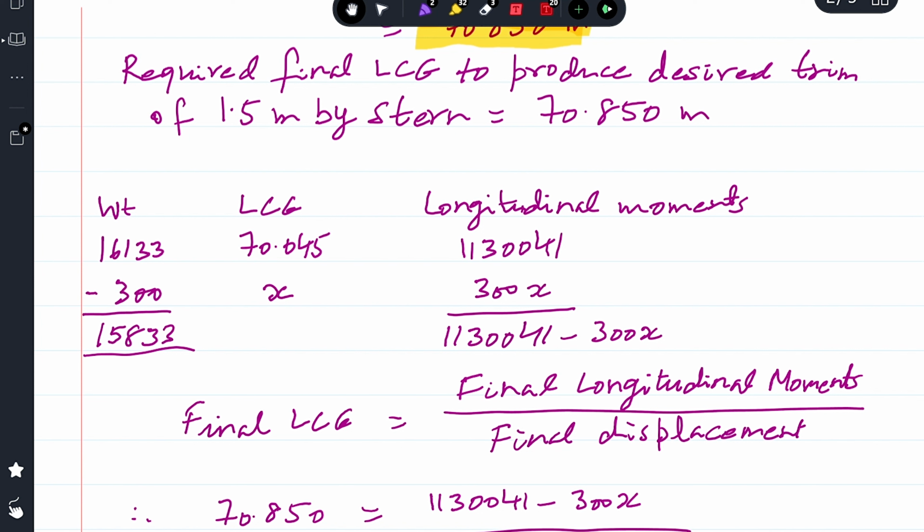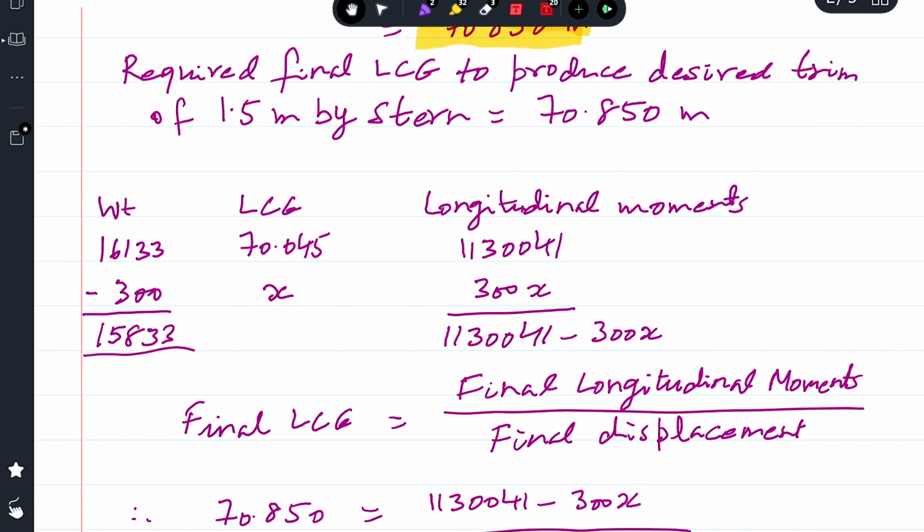If you multiply this 16133 by 70.045, you may get a small difference. You may not get exactly 113.0041, but since we have been given condition number 8 in the question, we must use the value given in condition number 8, which is 113.0041. Now cargo to be discharged is 300 tons. Assume X meter is the LCG of the cargo. So what will be the longitudinal moment produced by the cargo? 300 multiplied by x, 300x.